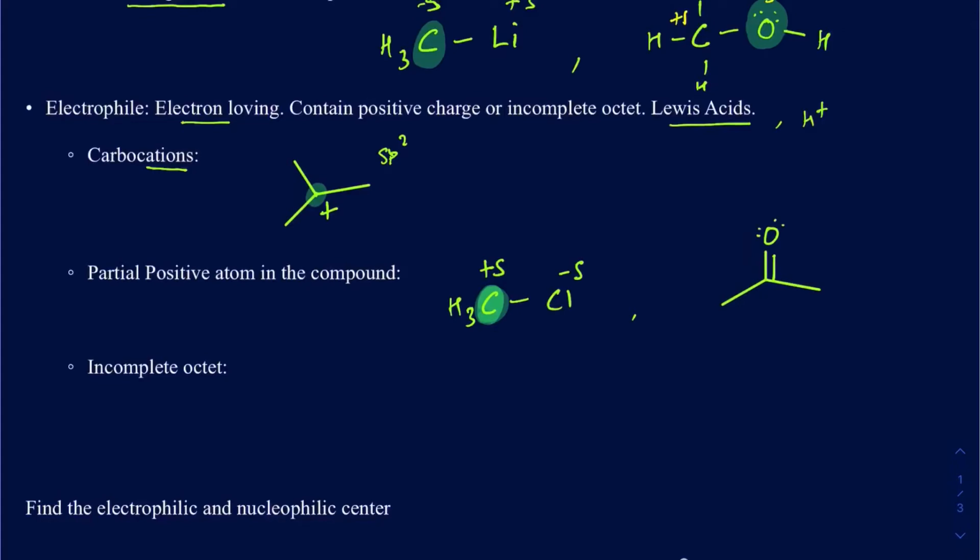As a result, this oxygen is going to be getting a partial negative charge, and this carbon that's bonded with the oxygen is going to be getting a partial positive charge. So since carbon is getting the partial positive charge here, that particular carbon is going to be acting as your electrophile. So carbon could act as an electrophile or a nucleophile depending on who it's really bonded with.